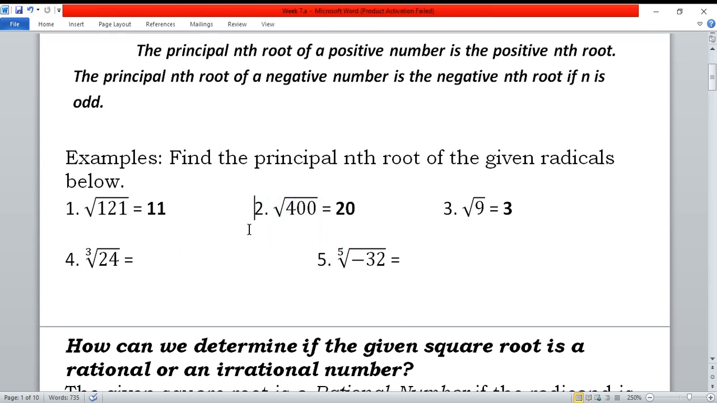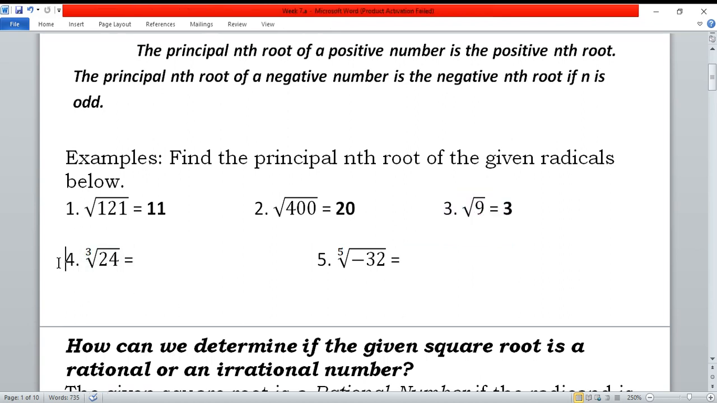And for number 2, square root of 400. So square root of 400 is 20 because 400 ay nanggaling sa dalawang number na magkapareho, that's 20. At pag minultiply natin sa sarili niya, ang sagot niya ay 400. So that's why square root of 400 equals 20. And for number 3, square root of 9 equals 3. And then again, 9 ay galing sa dalawang number na magkapareho na pag minultiply natin, ang sagot niya ay 3.